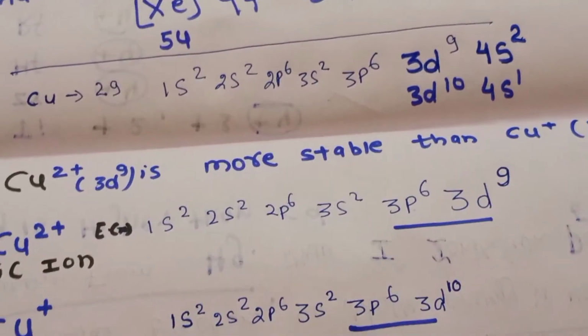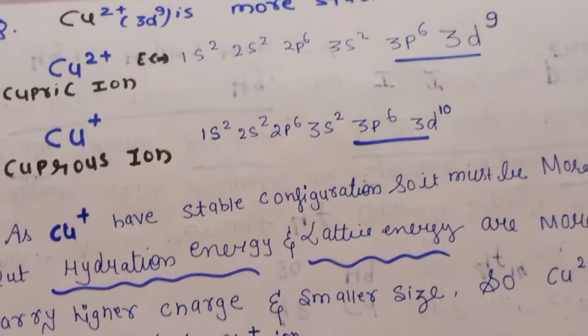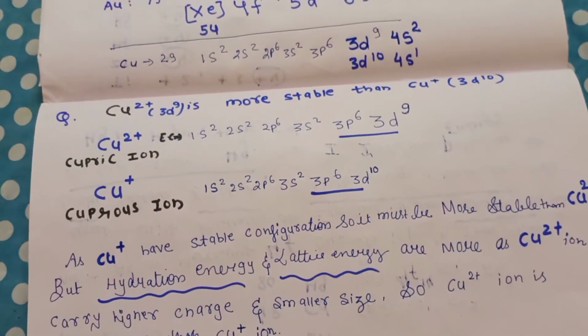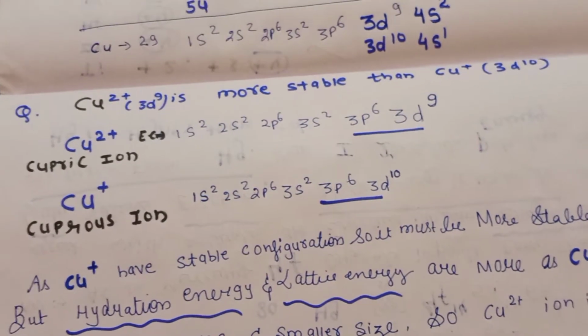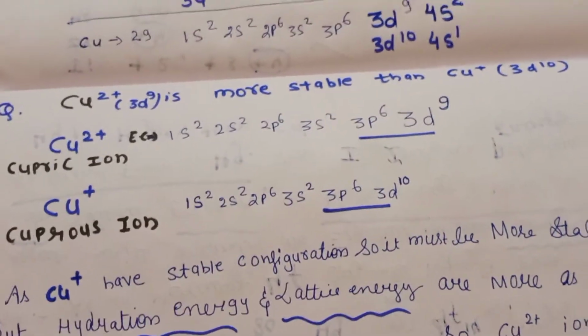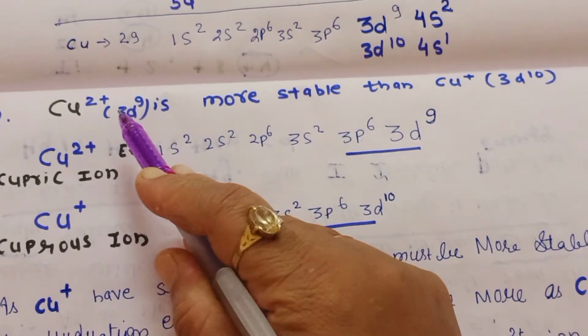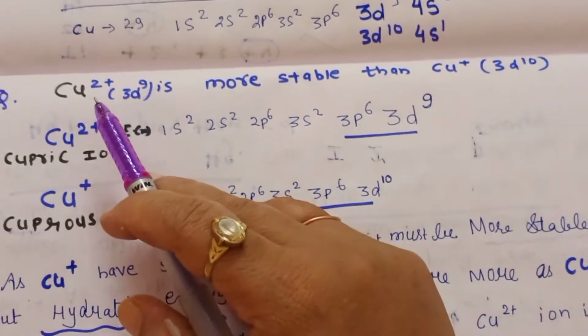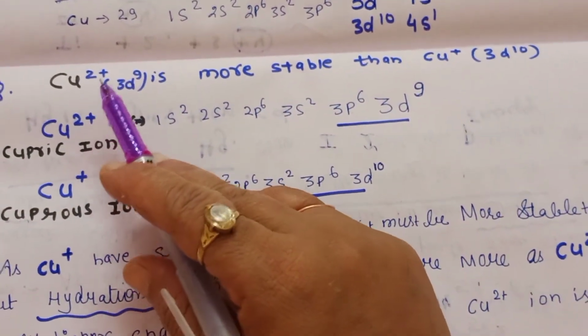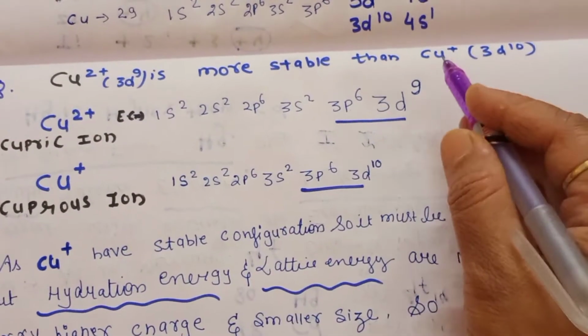Now next is: Cu2+ is more stable than Cu+. Explain. If we see the ions, Cu2+ and Cu+, we know that Cu2+ has more charge and Cu+ has less charge.